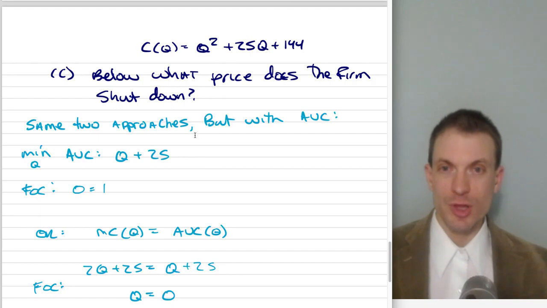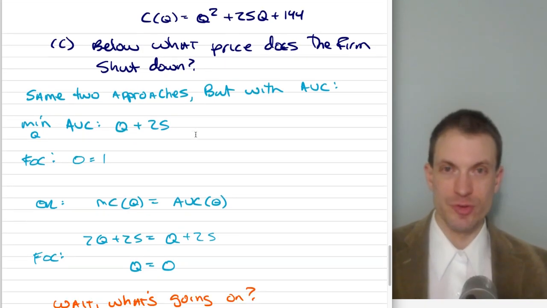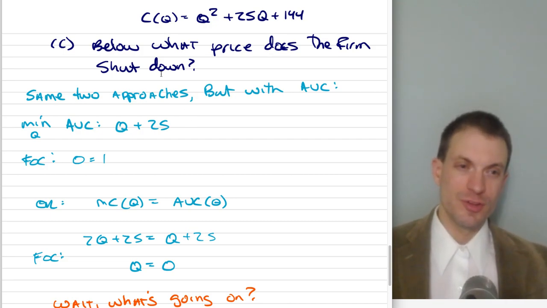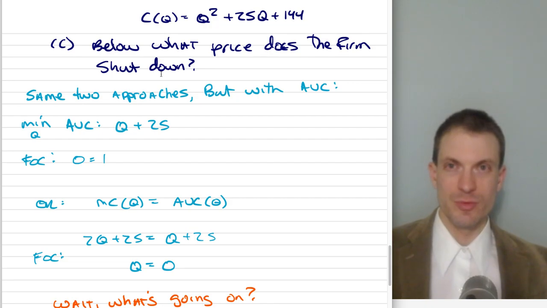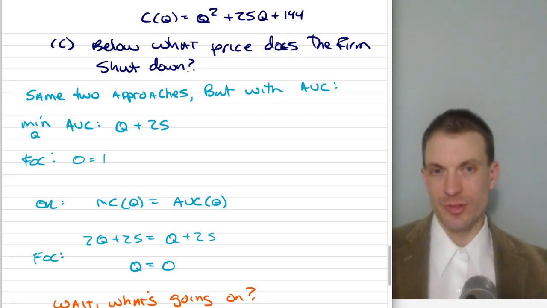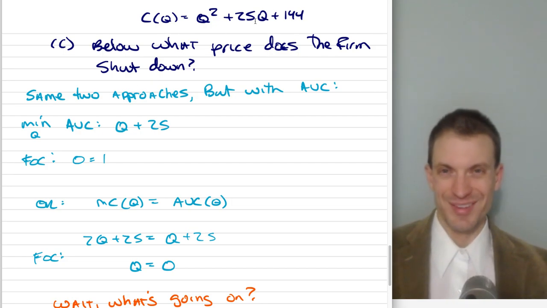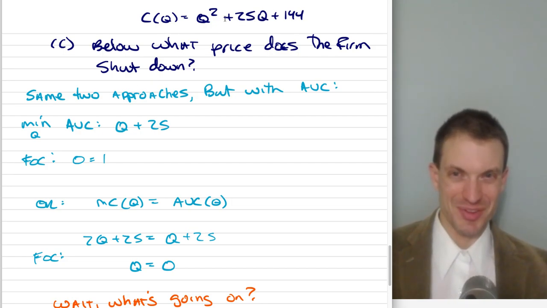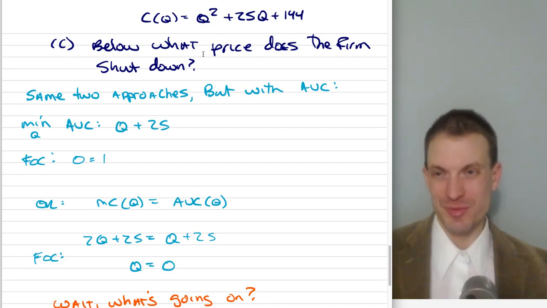Okay, so below what price does the firm actually shut down? So where is our shutdown price? Where is the firm going to want to shut down? What this is asking for is, all things considered, what's the lowest price that this firm is going to operate at? We can actually get that from staring at this because we know this is a quadratic cost function, but we'll actually do the problem.